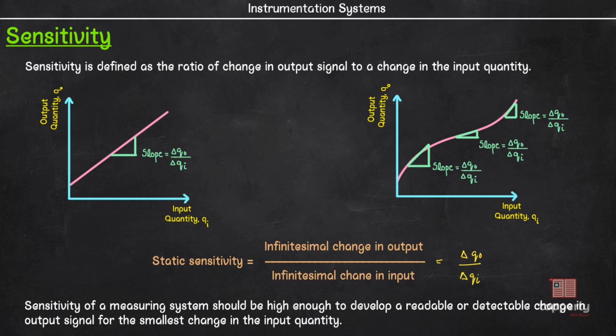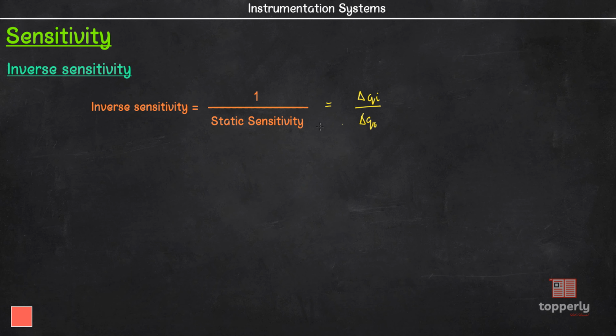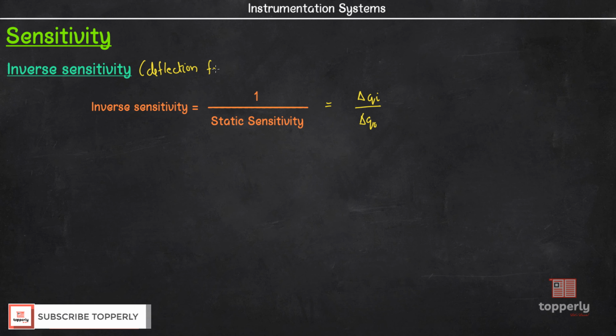Also, sometimes manufacturers define the sensitivity of their instrument in terms of inverse sensitivity. It is defined as the inverse of static sensitivity. That is, inverse sensitivity is equal to 1 by static sensitivity, or delta Qi by delta Q0. Now this inverse sensitivity is also called deflection factor. Okay, let us now see an example related to the topic.